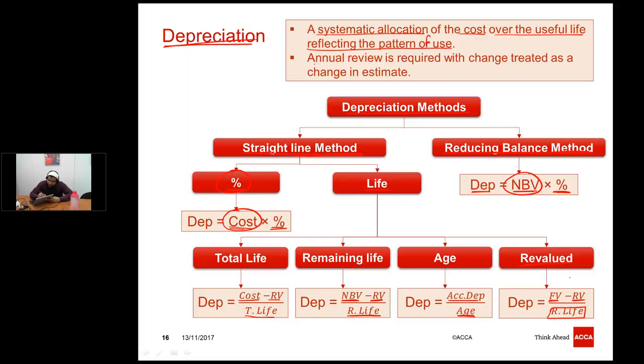And second, that you have to review annually. An annual review is required with the change treated as a change in estimate. So the depreciation methods, the life of the asset, the residual value, all of these should be reviewed annually. With any change in the life, the residual value or the depreciation method, all these changes are treated as a change in accounting estimate.